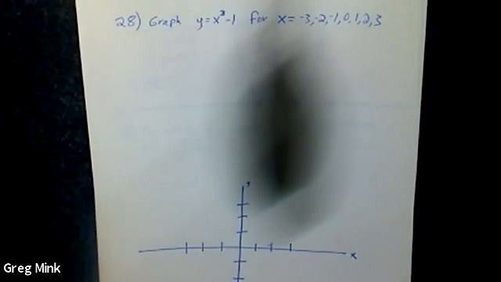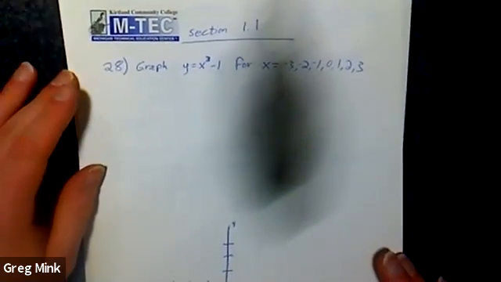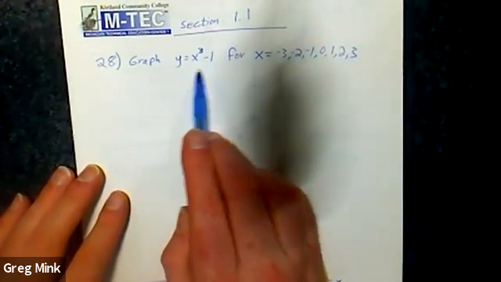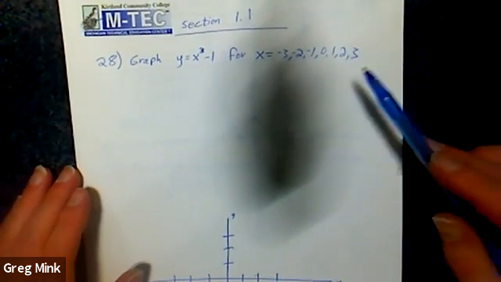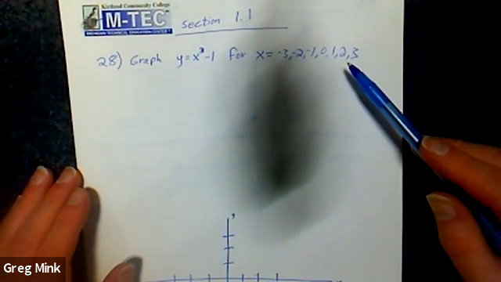Hey guys, so I want to start with section 1.1, okay? And this is mostly a review. In this section, we want to look at equations in two variables. So notice I have something like this, y equals x cubed minus 1, and we want to graph that for x equal to -3, -2, -1, 0, 1, 2, and 3.